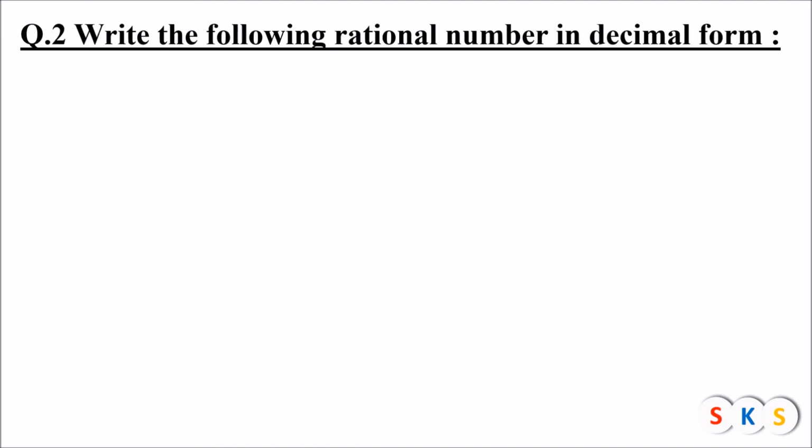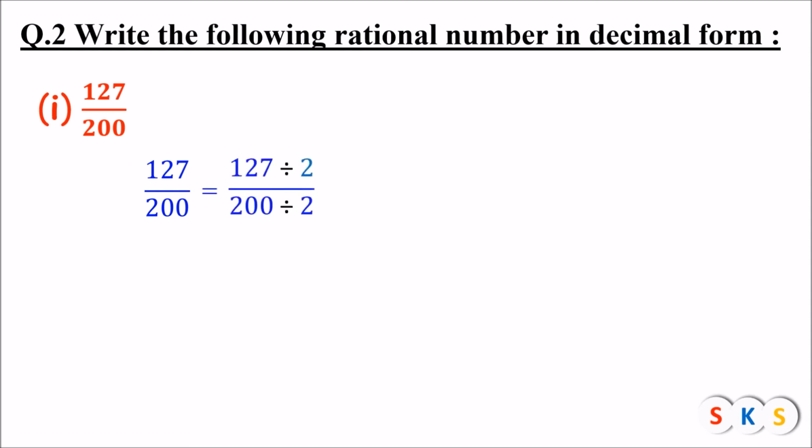Here we have question number 2. Write the following rational numbers in decimal form. Here we have the first question, 127 upon 200. Okay, let's see the solution of this question. Now what we will do, we will divide numerator and denominator of this fraction by 2. Why are we dividing numerator and denominator of this fraction by 2? To convert the denominator into tens, hundreds or thousands. Okay, so I am dividing numerator and denominator of this fraction by 2.